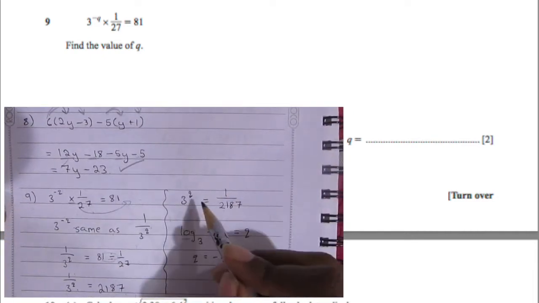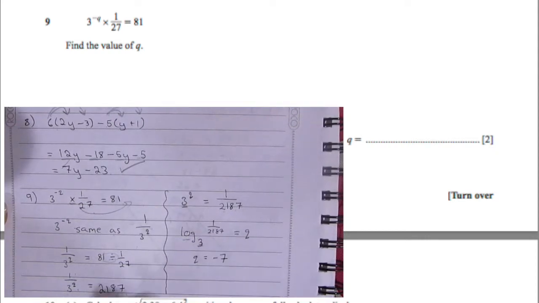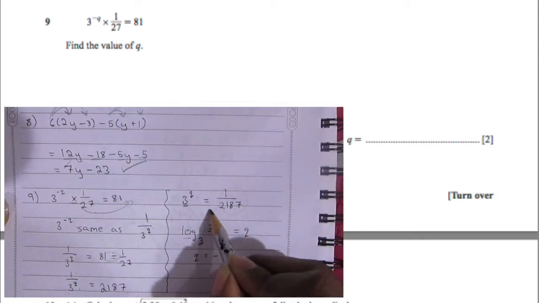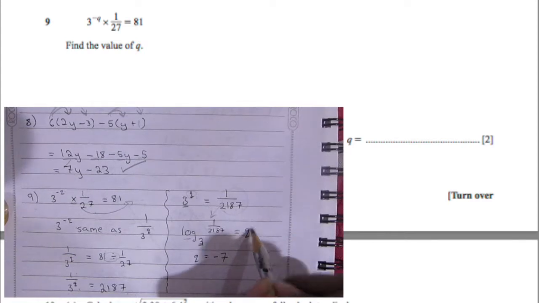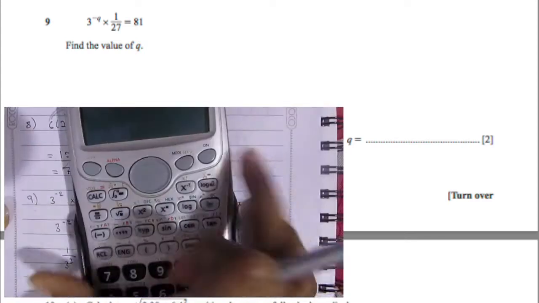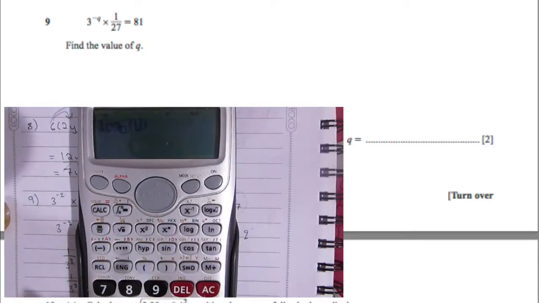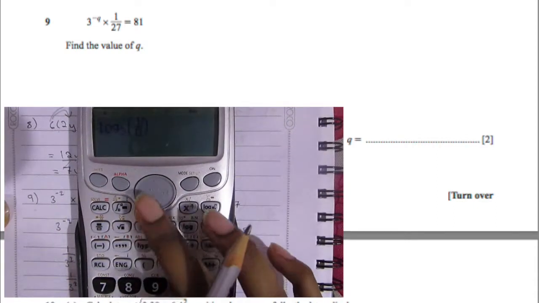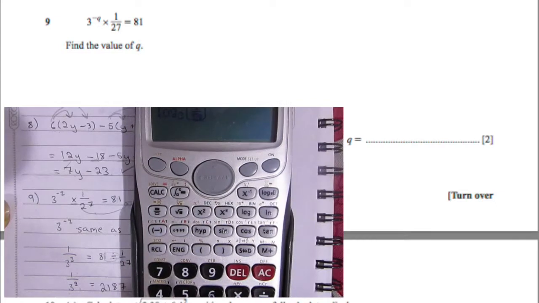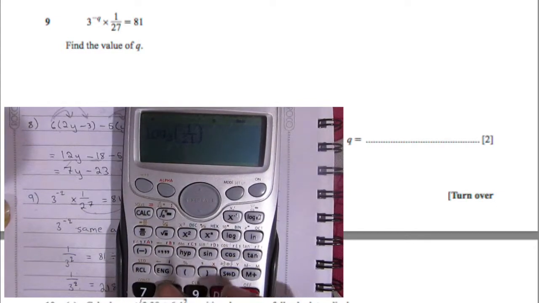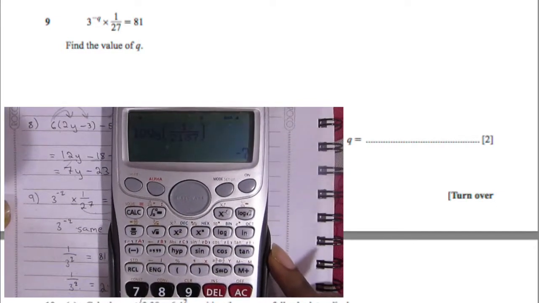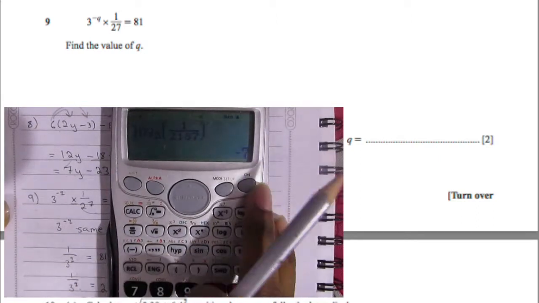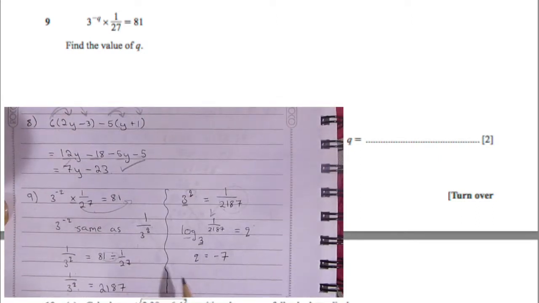Now to find q, we're going to use logarithm. See, the base is 3, so you're going to put 3 at the bottom. Then we have 1 over 2187. We're going to put that at the top, and that will give you q. So log in your calculator, log base 3 of 1 over 2187, and that gives you negative 7. So if you were to place it in the calculator, 3 to the power of negative 7, it will give you that answer.